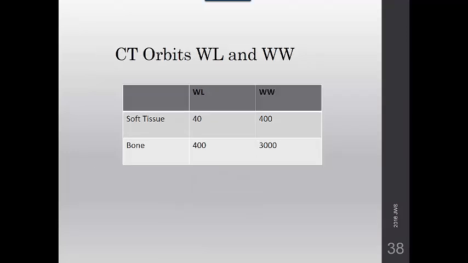All right, the window level and the window width for CT orbits for the soft tissue algorithm is a 40 window level at about a 400 window width. But most often for trauma, only the bone windows are submitted, and they are at a window level of 400 and a window width of about 3,000 or so.